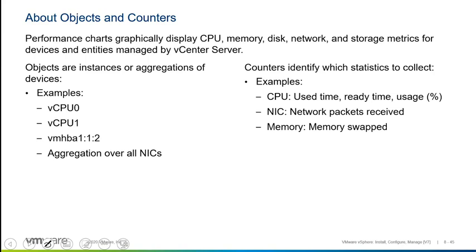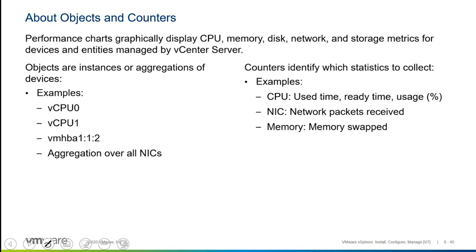More chart options, let's look at objects and counters themselves. So the objects, what am I looking at? Am I looking at virtual machines? Am I looking at sockets? Am I looking at individual physical cores? Am I looking at vCPUs? Am I looking at network cards or HBAs? These are the different objects that we have.